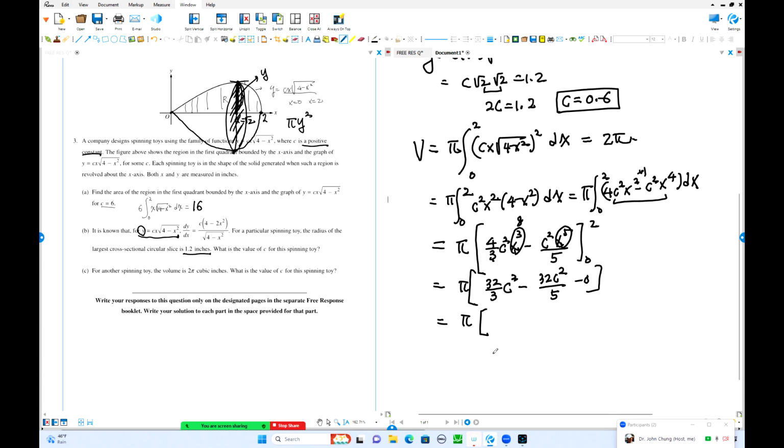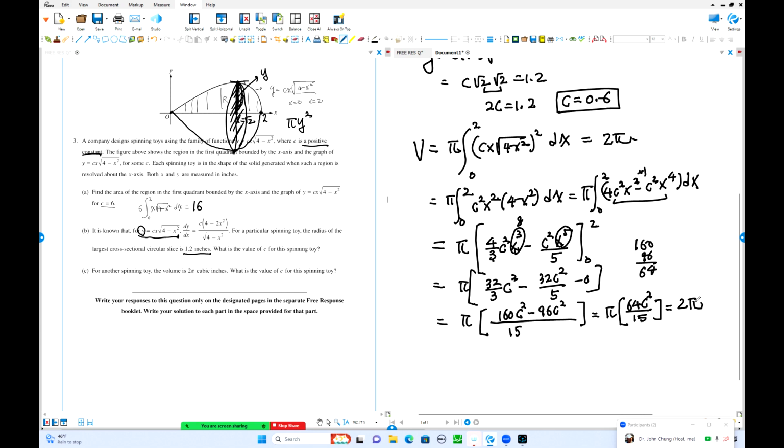This is a lot of work. Common denominator is what? 3 and 5 is 15. Times 5 on the first one, 32 times 5 is 160 c squared. The next one, 3 times 32 is 96 c squared. Okay? This is how much? Pi times 160 minus 96, that's 64, right? 64 c squared over 15. That is equal to 2 pi cubed, that's the value of 2 pi. Are you okay with this?